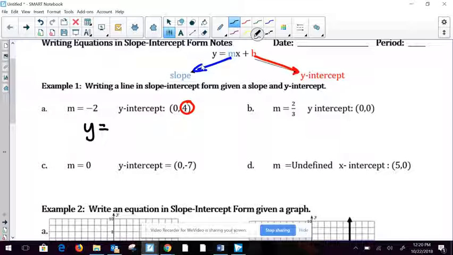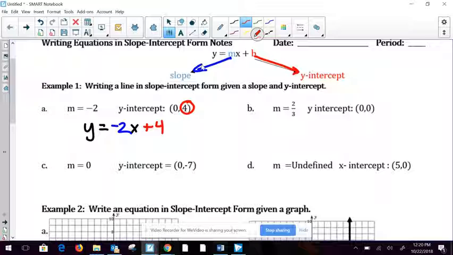So y is equal to, what's my slope again? Good job, -2. And then we still have our x. And then if we look at that 4, is that a positive 4 or a negative 4? Right, positive 4, so we say plus 4.